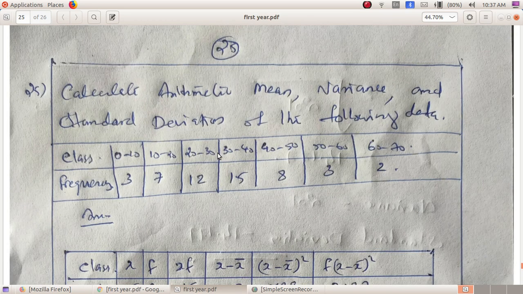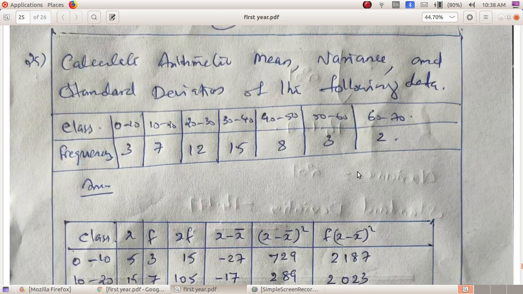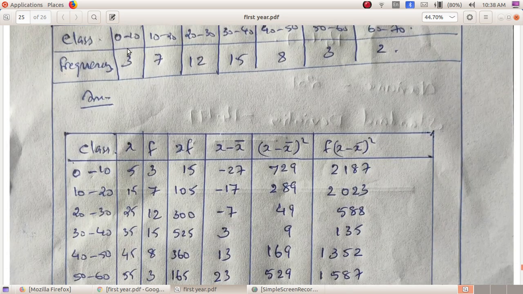This question: calculate arithmetic mean, variance and standard deviation of the following data: 0 to 10, 10 to 20, 20 to 30, 30 to 40, 40 to 50, 50 to 60 and 60 to 70. The frequencies are also given. Then we are drawing the table as class 0 to 10 and so on, and frequency.